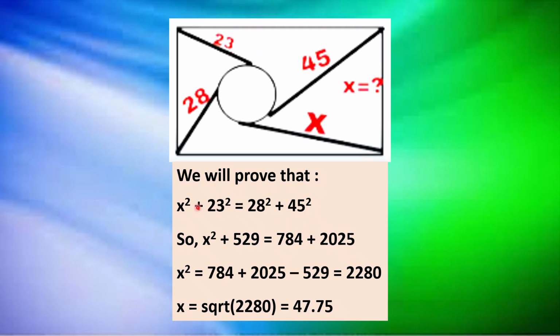But we assume that x square plus 23 square, the tangents on the opposite corners, is equal to 28 square plus 45 square, the other two tangents from the opposite corners. Now we will prove this to be true, although we have got the answer. We have got the answer, but this is what we are assuming. So we will prove it to be true in the subsequent slides.